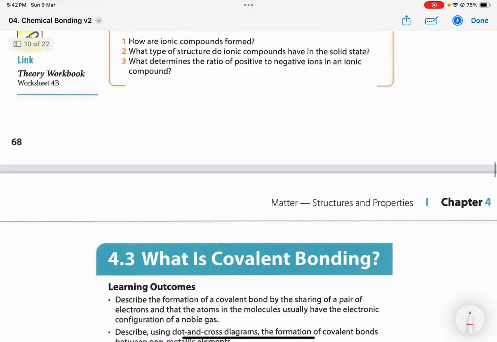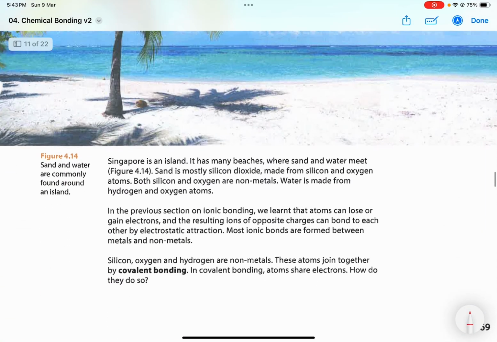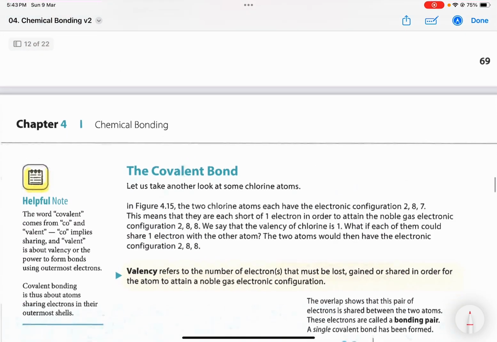Okay, done with ionic. Now let's go on to covalent. Covalent bonding happens when atoms share electrons, and actually exists between non-metals. Okay, let's dive into it.